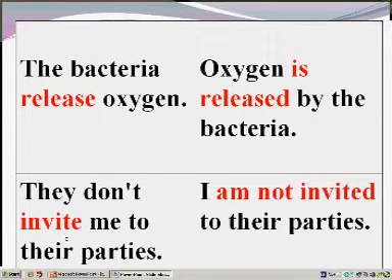Another one: they don't invite me to their parties. Okay, the object here is me, yes, but because I'm going to start the sentence with that, it's going to be the subject of the new sentence, so it's going to be I, not me. I, and of course what goes with I is am in the present simple tense. I am not invited, the past participle, to their parties.